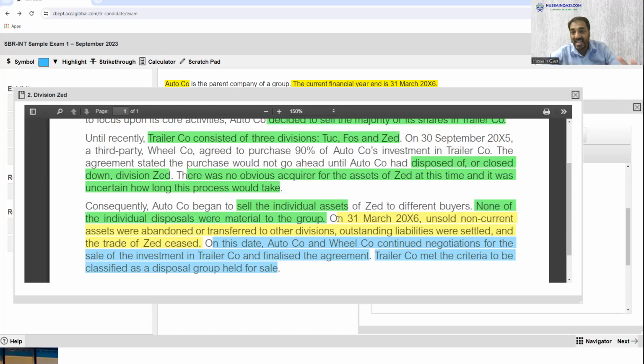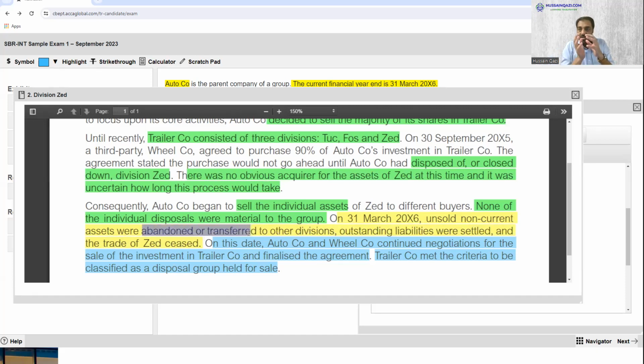And finally, at year end, our reporting date, 31st March, unsold non-current assets were abandoned or transferred to other divisions. Outstanding liabilities were settled and the trade of Z ceased. That's the point of abandonment and transfer.